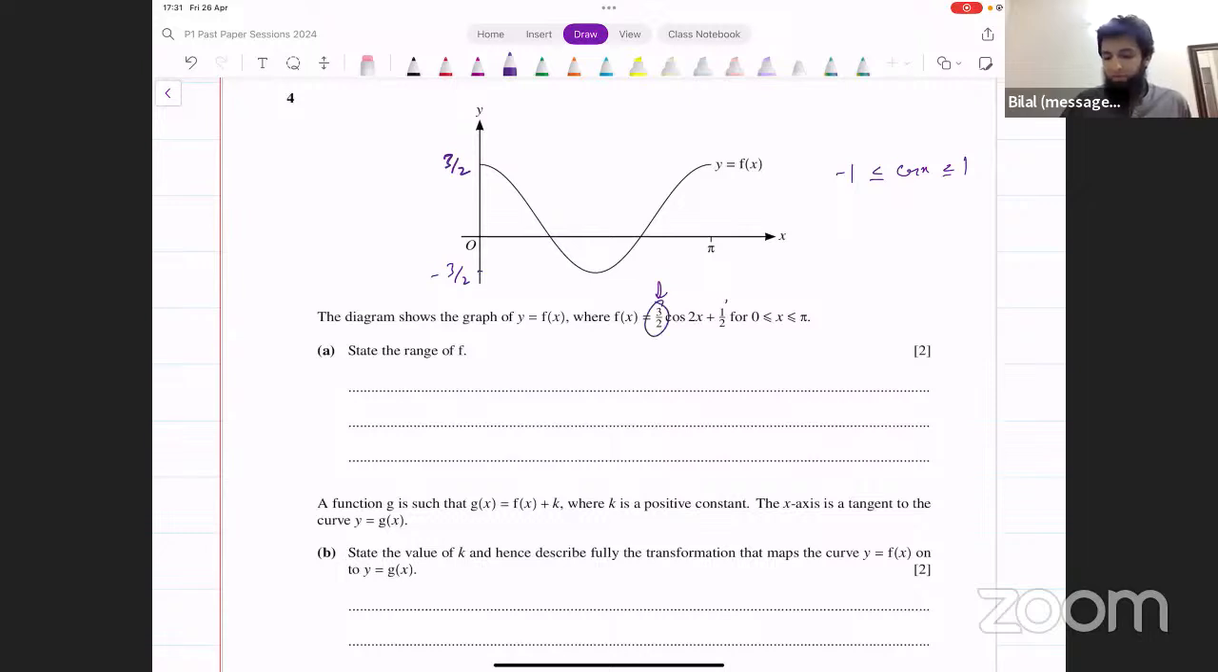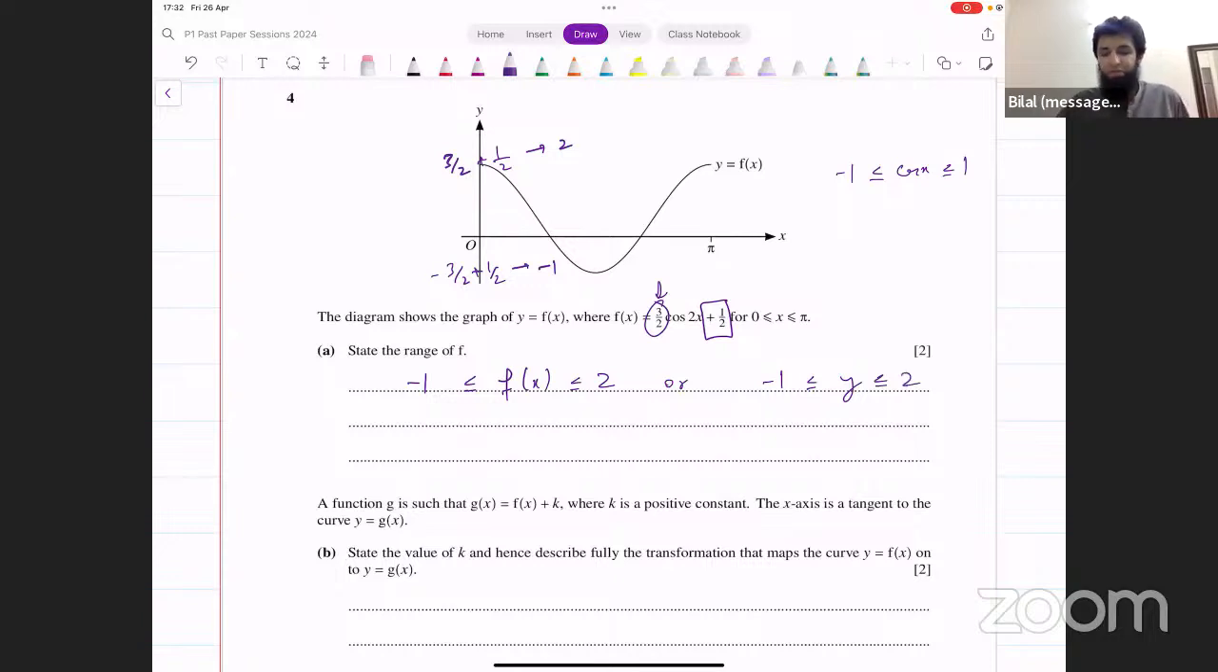And then what we're doing is we're adding 1 over 2. So the whole graph basically translates upwards by 1 over 2 units. You add 1 over 2 to that. Because of that, 3 over 2 plus 1 over 2 and -3 over 2 plus 1 over 2. What do you get from that? 2 here and -1 here. So the range of f turns out to be between -1 and 2. Or you could also write it in terms of y. You can say y is between -1 and 2.